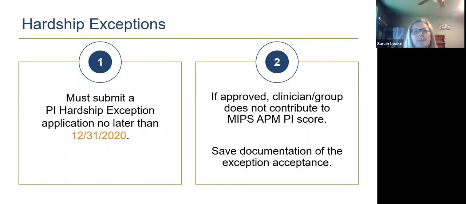Again, you must submit a PI hardship by December 31st, 2020. And then if approved, that clinician or group does not contribute to the MIPS APM PI score. You're asked to please keep that documentation, because it's very important that you have documentation in case of being audited by CMS.